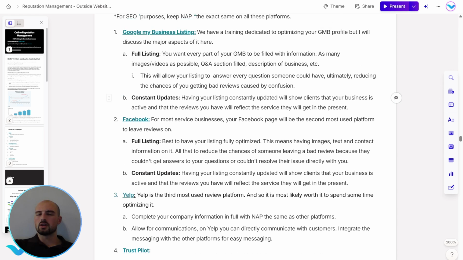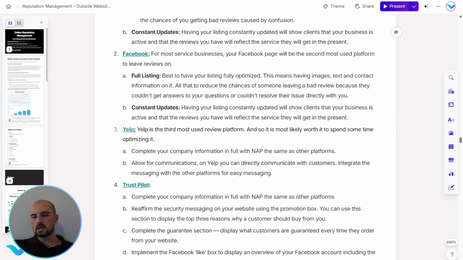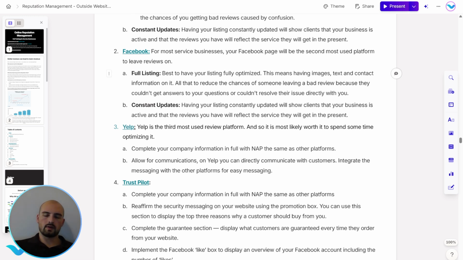In any case, if you don't have time to do every single one, well, actually, you know what? It's not very complex to do it. So in any case, Facebook, full listing. You want every single piece of information to be on there, every single profile, every image, all your information.